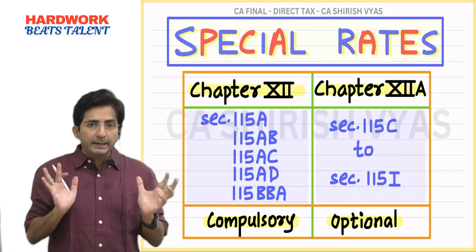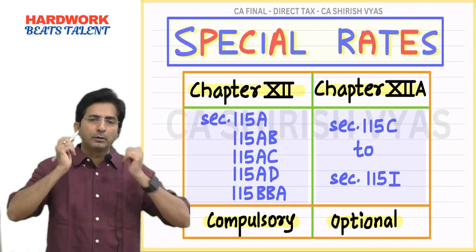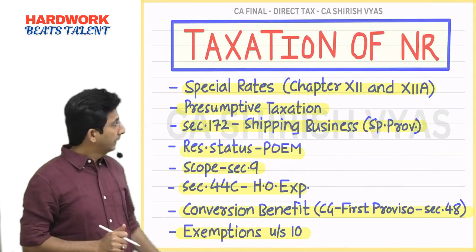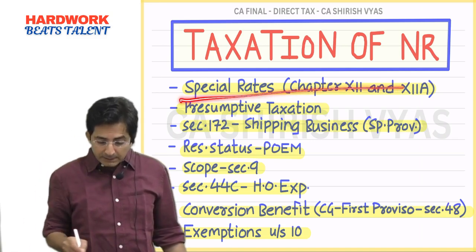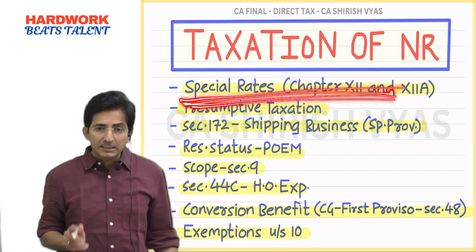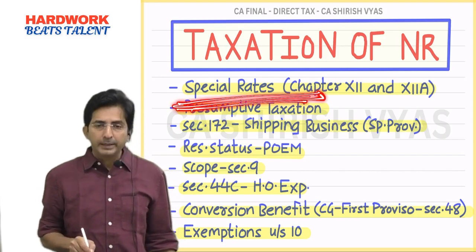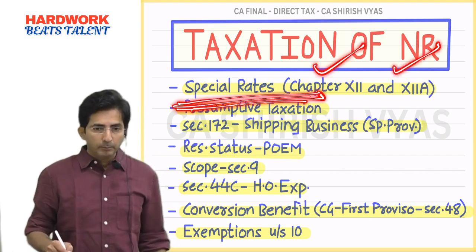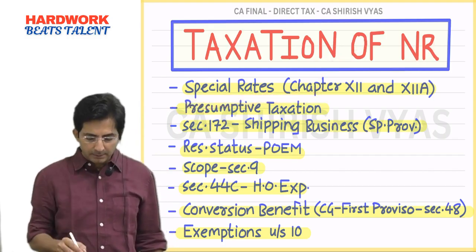But how will you get the hint? Right now you know that I am teaching this, so the question will be on that only. But don't forget, NR taxation is a big topic. It has got 8 sections. How will you identify that you are tested on the special rates? Whenever they ask tax liability, that is a hint of chapter 12 and 12A, because what is special in chapter 12 and 12A is rates of tax.